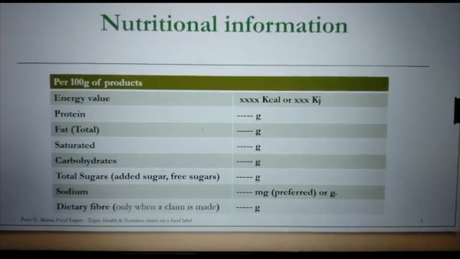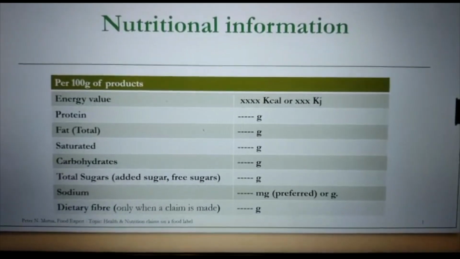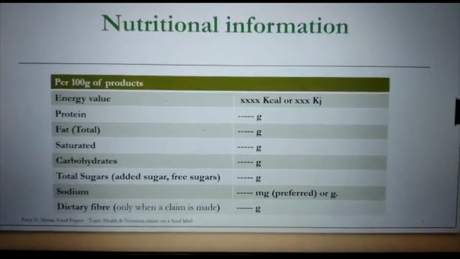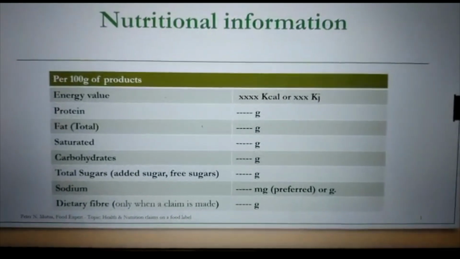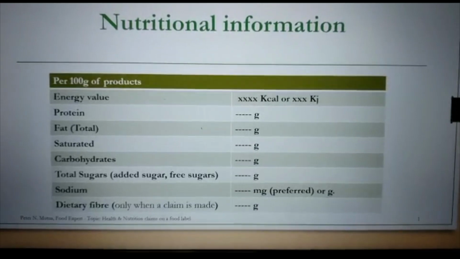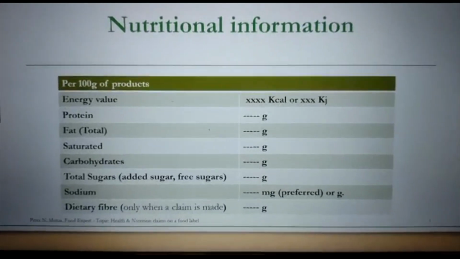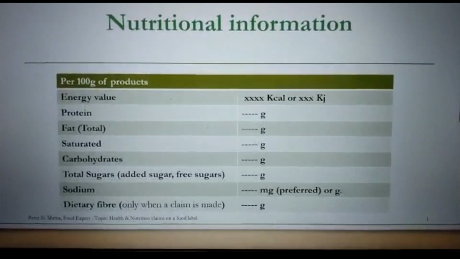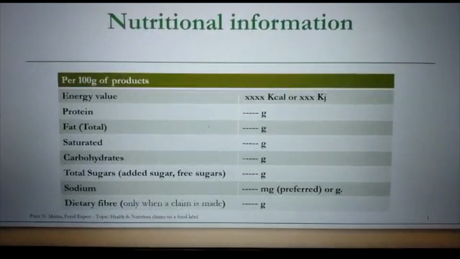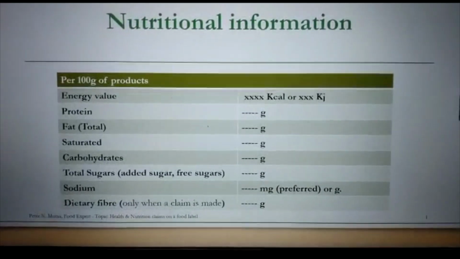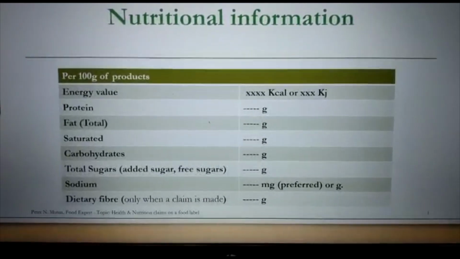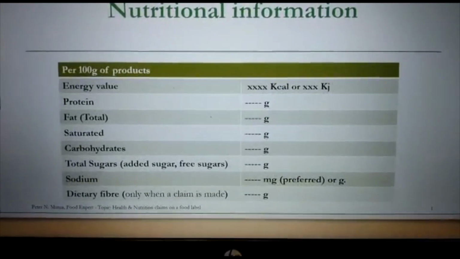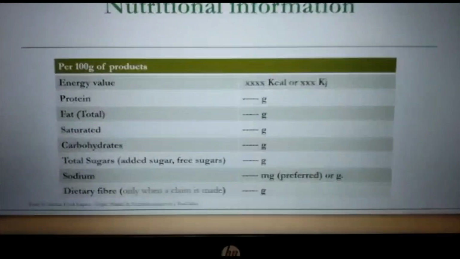And the expression is usually by gram of protein per 100 gram of that product. For example, if it is a bread, in 100 gram of a bread, how much protein do I find? How much fat do I find in terms of grams? How much sodium do I find, which you can express either as a milligram or even a gram. Milligram would be preferred, but if you express it in gram, it's still okay.